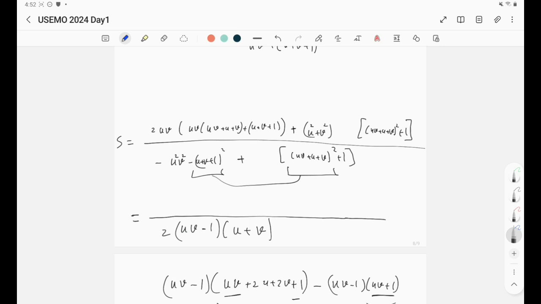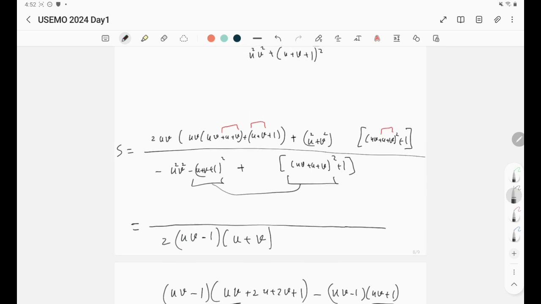Again, you should be familiar with the polynomials here. So if you want to have u plus v as a factor in the numerator, then if you have u plus v as 0, the numerator will be 0. So let's see, is that correct? Assuming u plus v is 0, this thing is going to be 0, this thing is going to be 0, this thing is going to be 0.